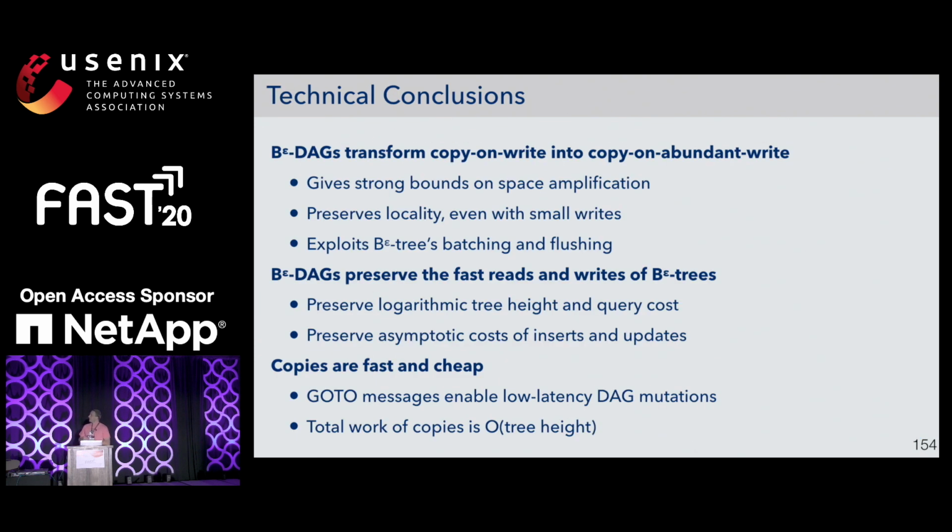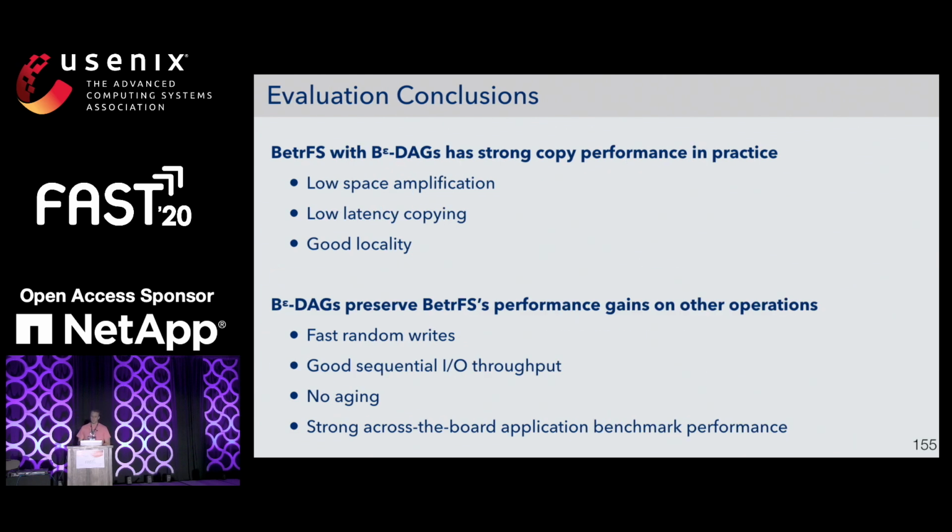So the conclusion here is by using B epsilon DAGs, we can transform the copy on write operations into copy on abundant write operations. And these give us strong bounds on space amplification while preserving locality, even if we make a bunch of small changes. And they do so by exploiting the B epsilon tree's natural batching and flushing algorithms. B epsilon DAGs preserve the good properties of B epsilon trees, fast reads and fast writes. They preserve the logarithmic tree height guarantee and query cost. They preserve the asymptotic costs of inserts and updates. And we can also give fast and cheap logical copies using go-to messages and so on.